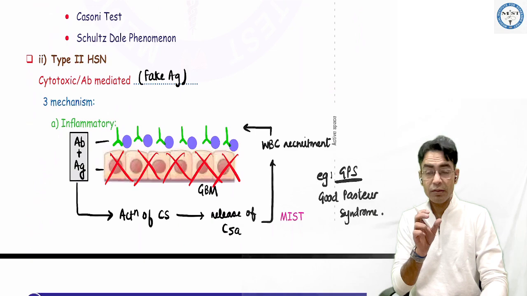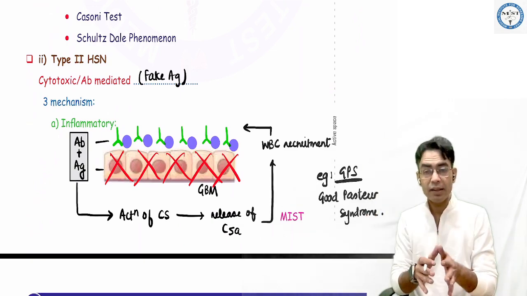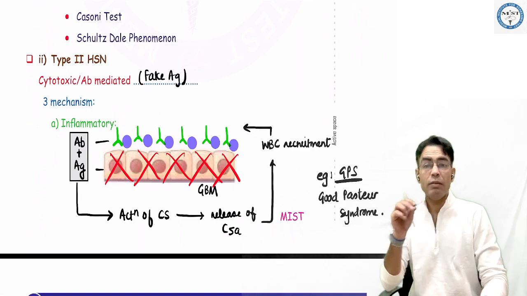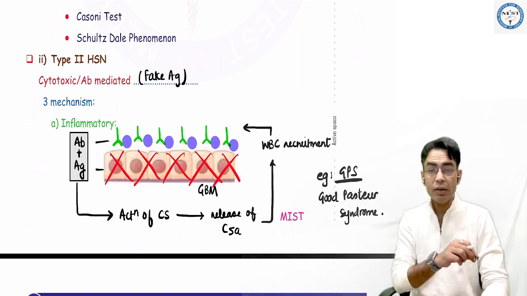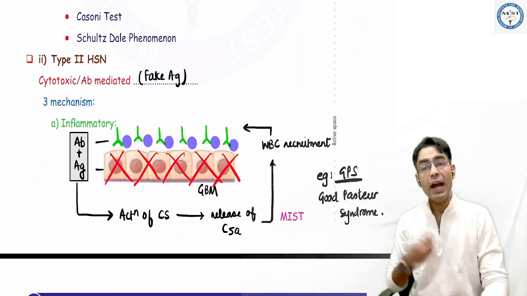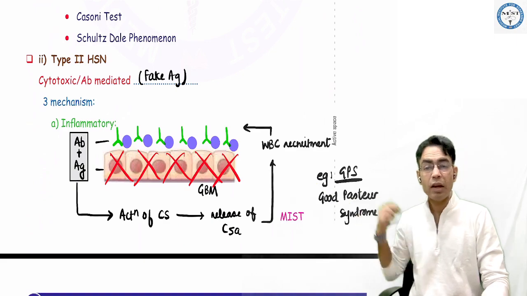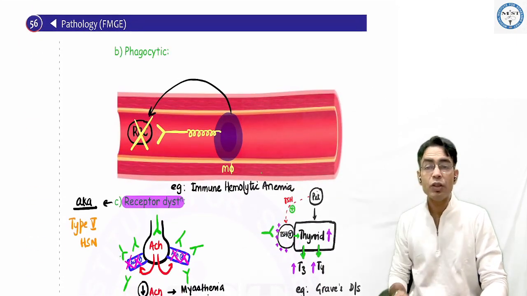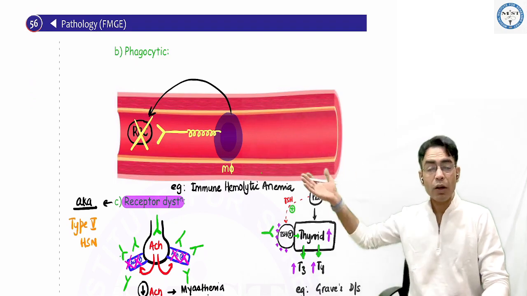Type 2, it's cytotoxic, antibody mediated. So इसमें antibodies ask other cells to come and kill the cell. So this can be three mechanisms: inflammatory, in which antibody binds with the normal cell of the body, makes it an antigen, and calls the WBC and kills it. Example was Goodpasture's. Then phagocytic, in which antibody unnecessarily binds with your blood cells, calls the macrophage and kills it.